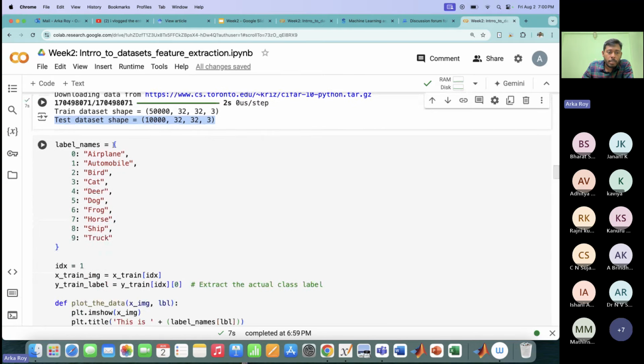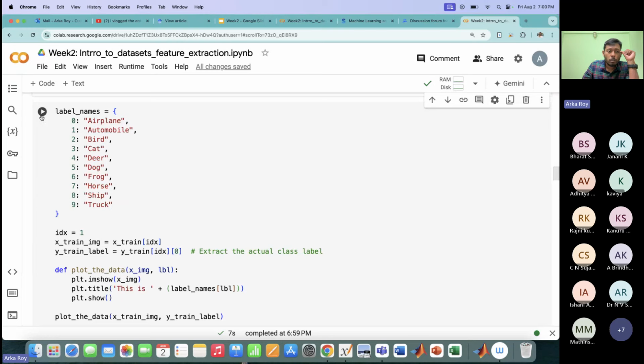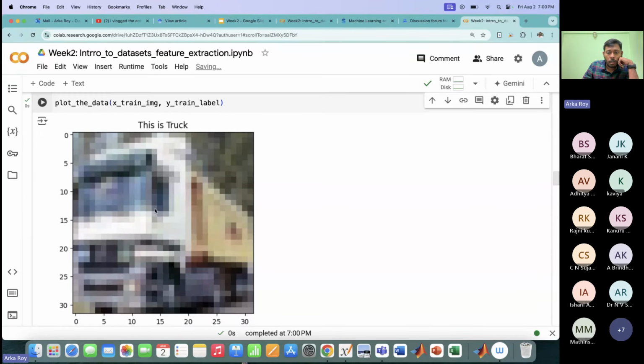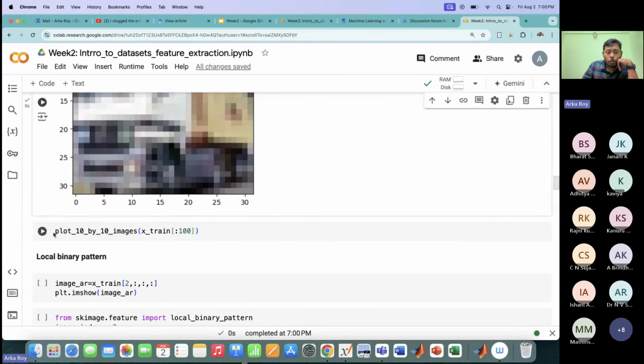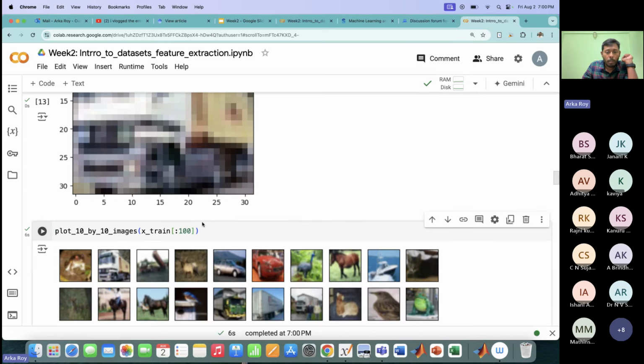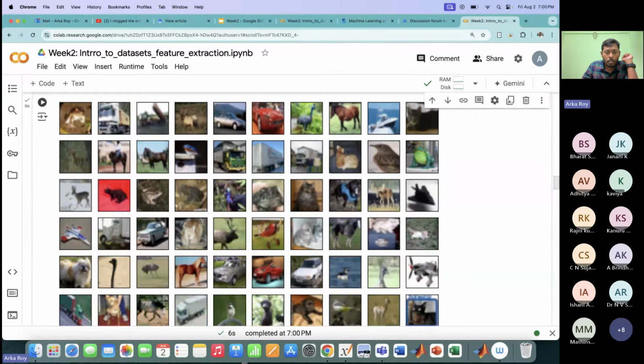And the label names I have given over here. There are 10 classes: aeroplane, then automobile, bird, cat, deer, dog, frog. The frog image I already showed you in the PyTorch example. Then horse, sheep, and truck. Over here also, if you just want to see one of the images, see, this is the image of a truck. Again, the image resolution is quite poor, but if you see the 10 by 10 grid, all the images will be miniaturized, and then somehow you'll be able to understand what the images look like. So this is a frog.